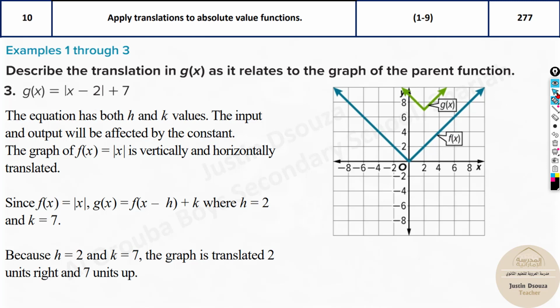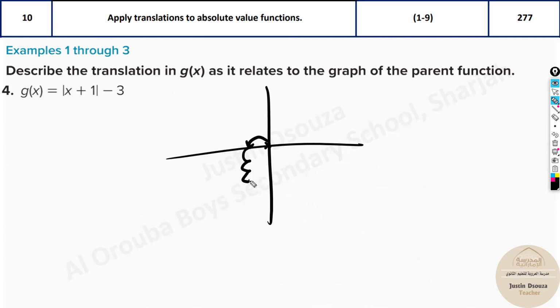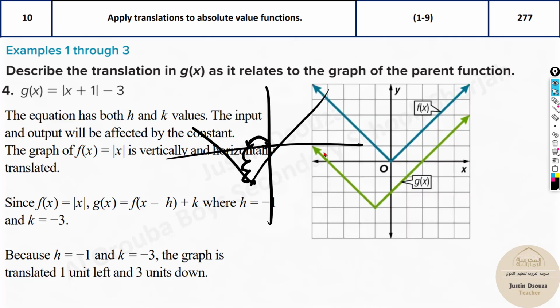Here as the next problem, we have again double translations. The same thing. Originally we will have 0, 0, now it's plus 1, so it will move to minus 1 and then minus 3: 1, 2, 3. So the vertex will be somewhere over here. You can see the parent graph is at 0, 0. This will be translated 1 unit left, 3 units down. The vertex is moved.